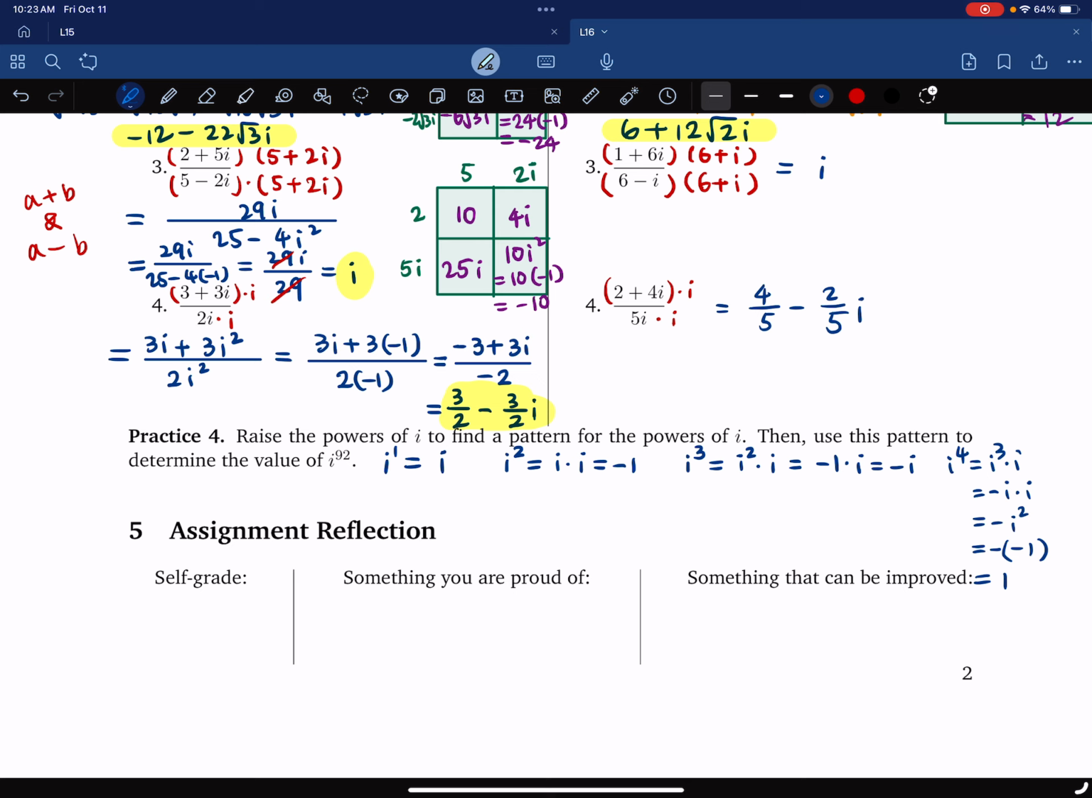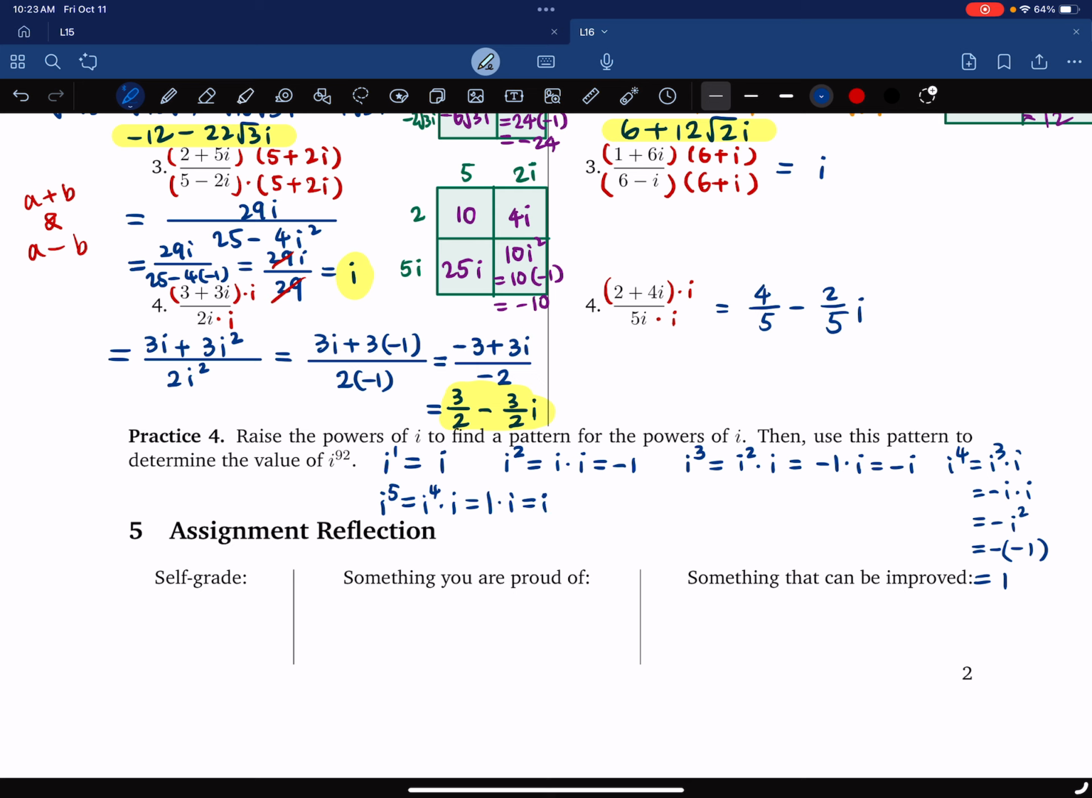So let's keep going. Next will be i to the fifth power. So how do you do i to the fifth power? We use the same strategy. It's i to the fourth times i. What is i to the fourth? It's 1. We just calculated that. So it's 1 times i. What's 1 times i? It's i.